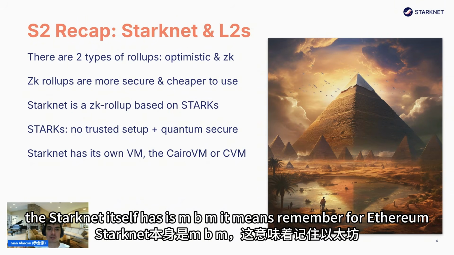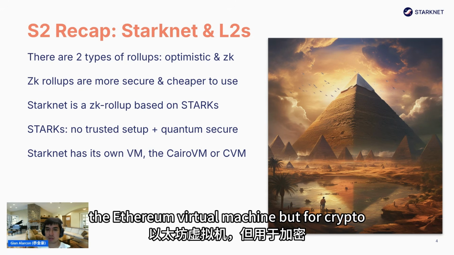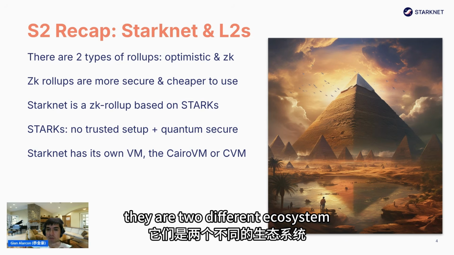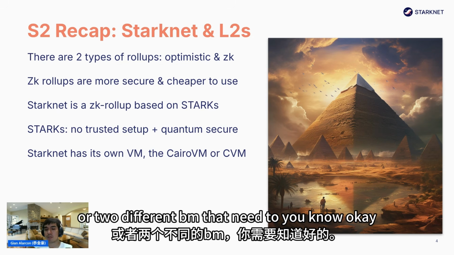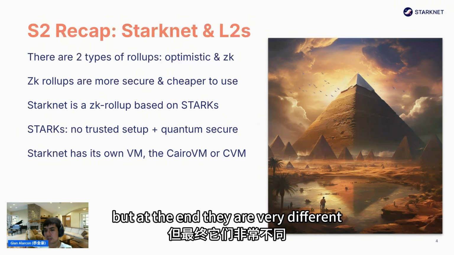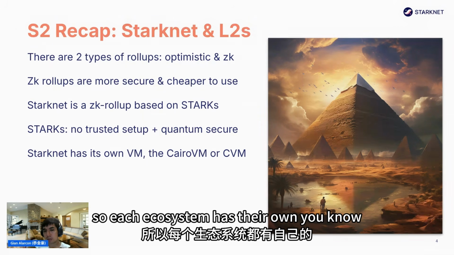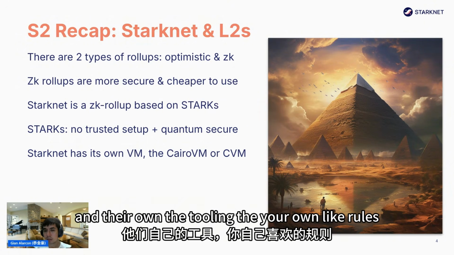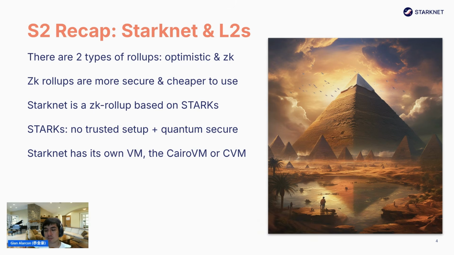Starknet itself has its own VM. Remember, Ethereum has the EVM, the Ethereum virtual machine. But for Cairo, we have the Cairo virtual machine. So at the end, they are two different ecosystems, two different VMs that need to interact with each other. But at the end, they are very different. Each ecosystem has its own features, its own dev tooling, and its own rules and more.